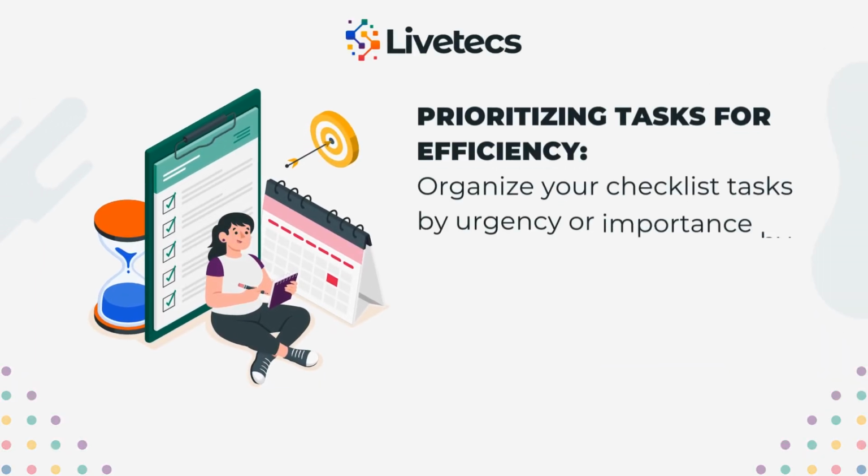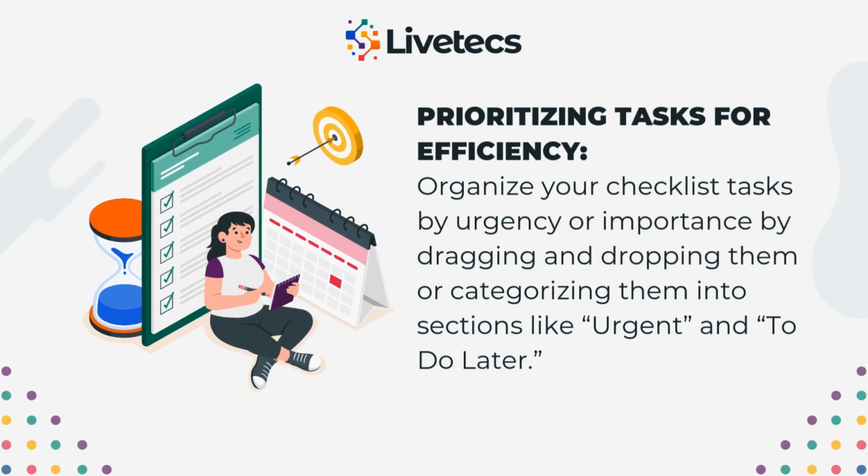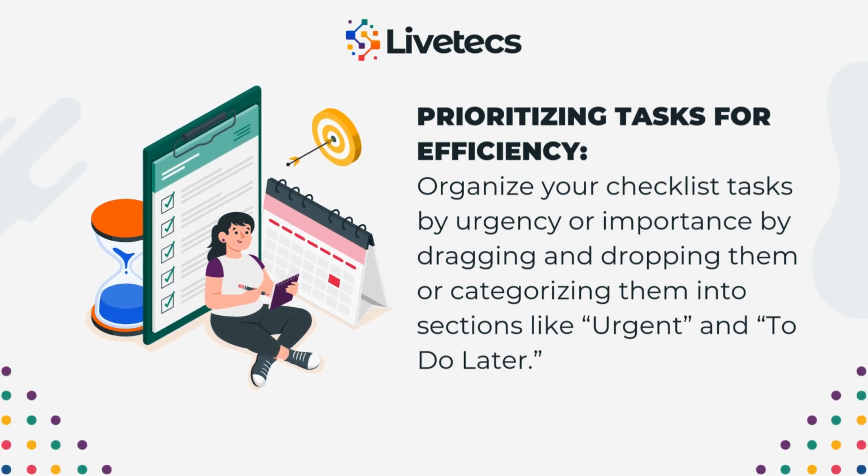Prioritizing tasks for efficiency. Organize your checklist tasks by urgency or importance by dragging and dropping them or categorizing them into sections like urgent and to do later.